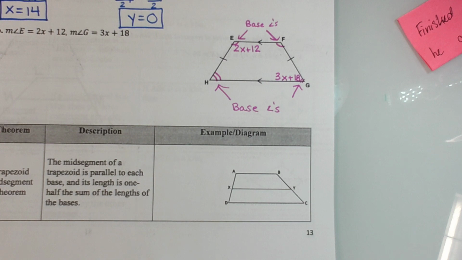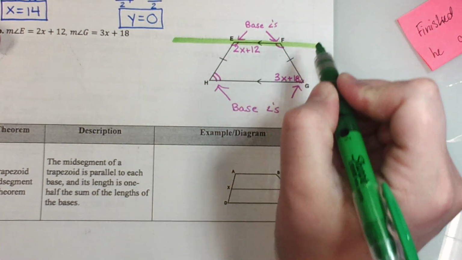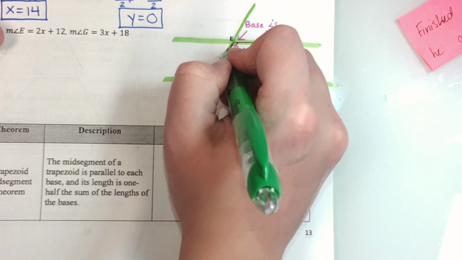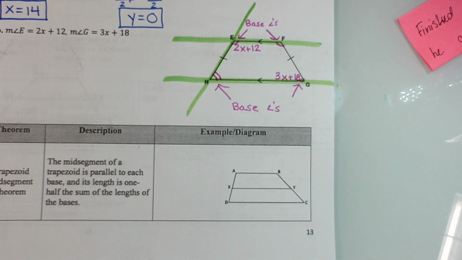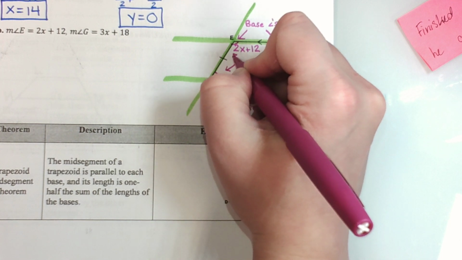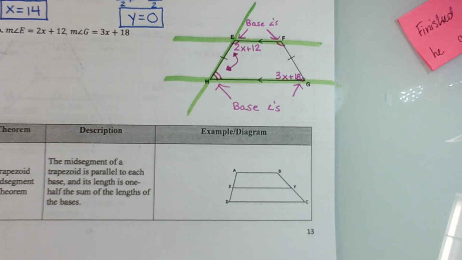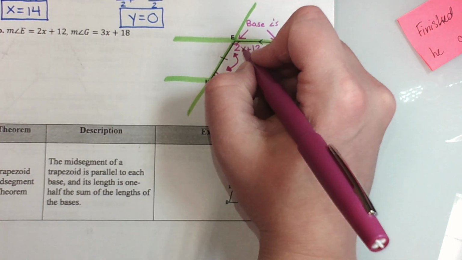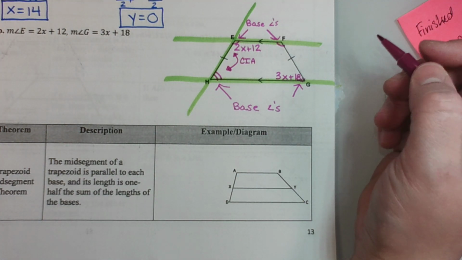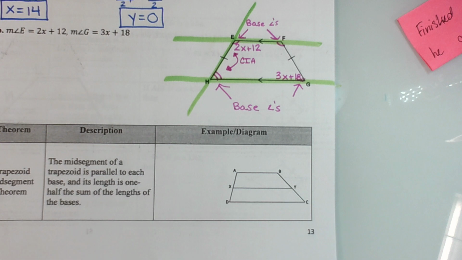The other thing we can use to our advantage, because we have parallel lines being cut by transversals. These two angles right here, they are between the parallel lines. They are on the same side of the transversal. That makes them consecutive interior angles of parallel lines. What do you know about consecutive interior angles of parallel lines? They are supplementary.